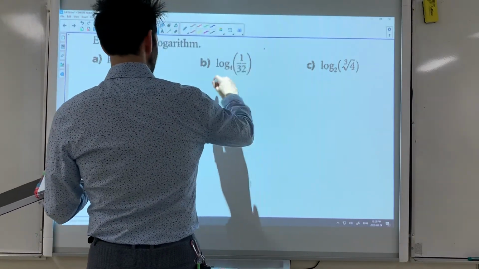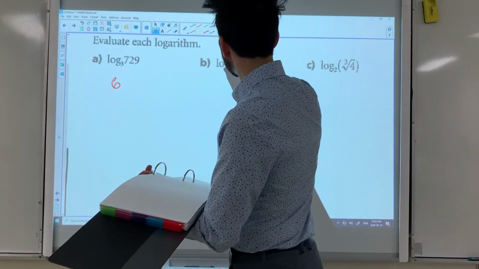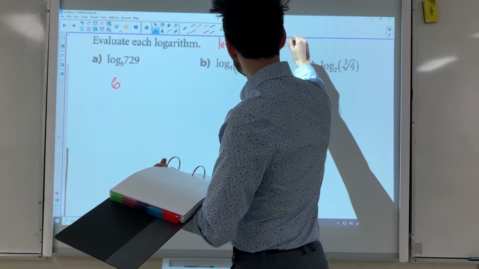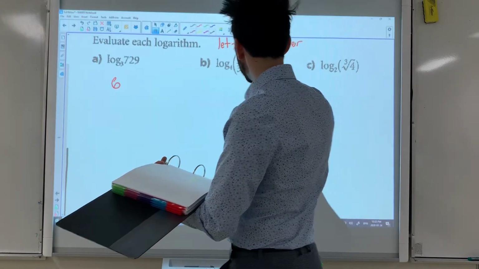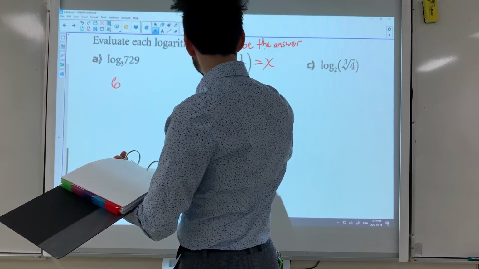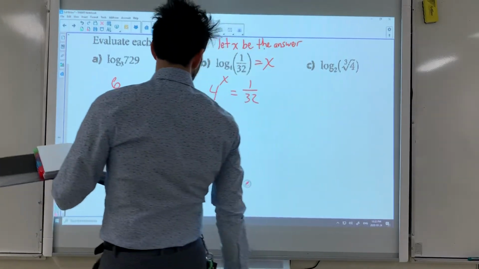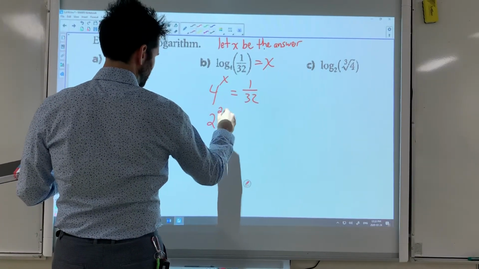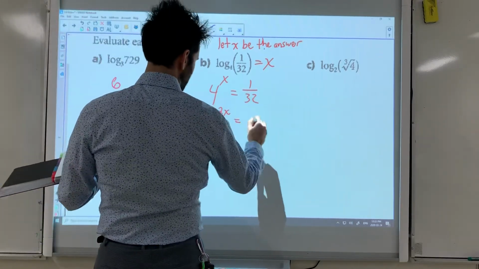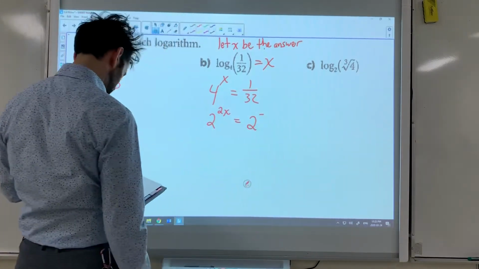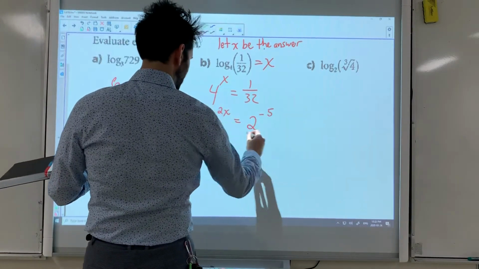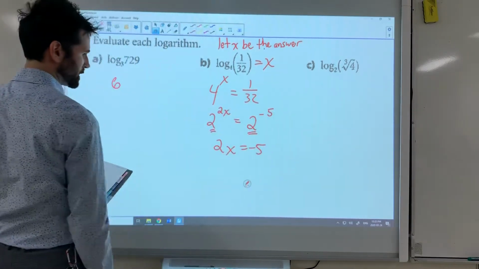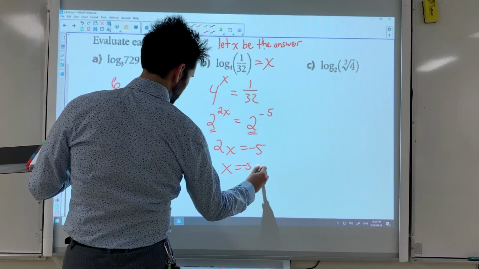I'll do this one. So you can say let x be the answer. If you are going to do it this way on the exam, then you could go 4 to the x equals 1 over 32. Then rewrite the base of 4 as 2 squared, and then there's the x. And 1 over 32 is 2 to the negative 5. Same base, so 2 to the 2x equals negative 5. You can equate the exponents, and you get x equals negative 5 over 2.